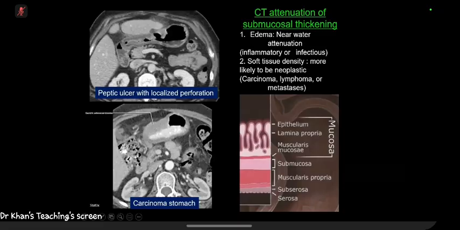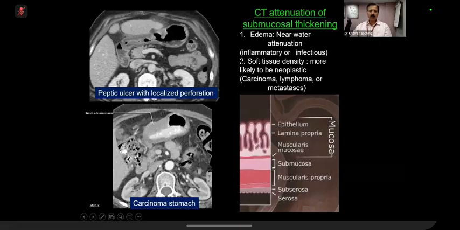And when you see this kind of finding, this is more in keeping with inflammatory or infectious conditions. And on the other hand, when there is some enhancement, soft tissue density, more likely to be neoplastic, like carcinoma, lymphoma, or metastasis. So this is not an absolute specific discriminator, but a useful tool on a CT scan.